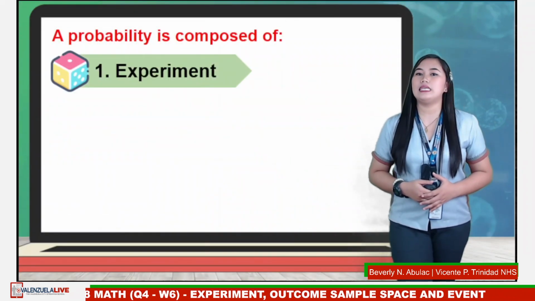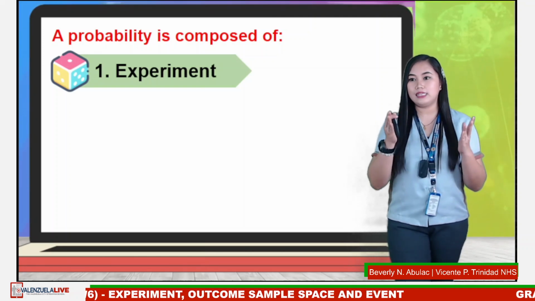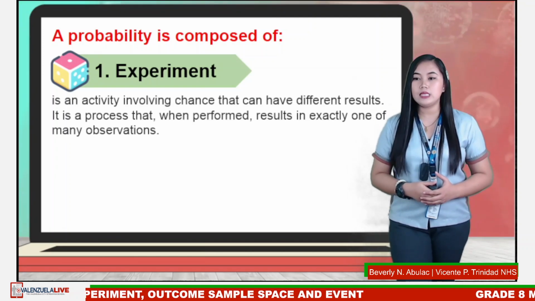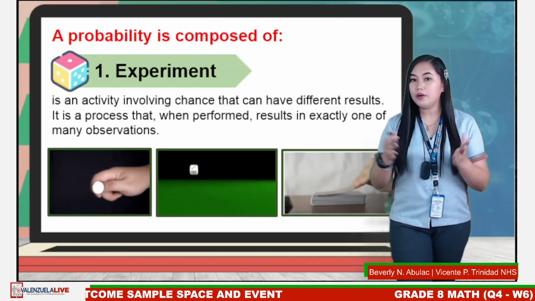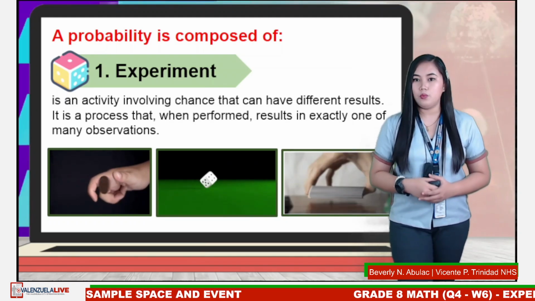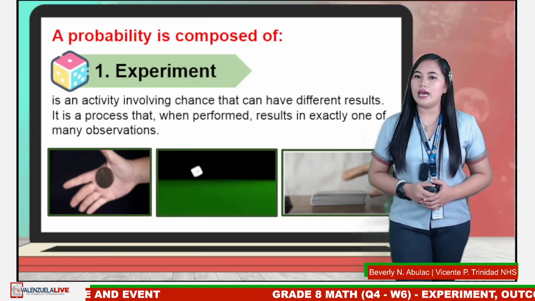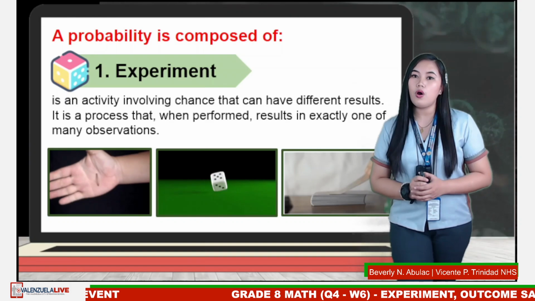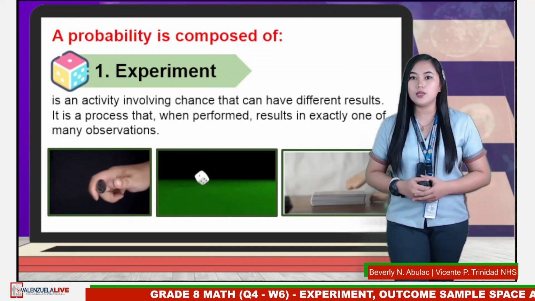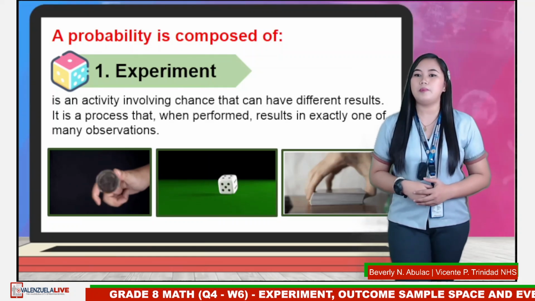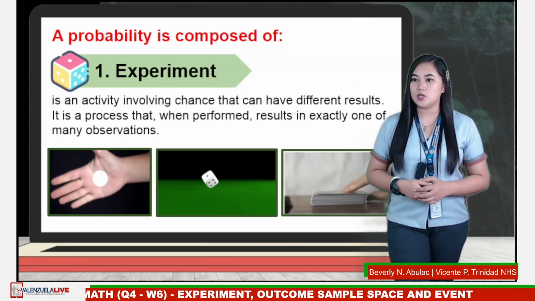A probability is composed of, number 1, experiment. Experiment is an activity involving a chance that can have different results. It is a process that, when performed, results in exactly one of many observations. Activities such as tossing or flipping a coin, rolling a die, or picking a card from a standard deck of cards without looking, which could be repeated over and over again and which have well-defined results.